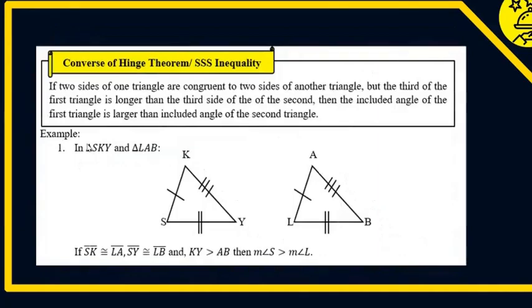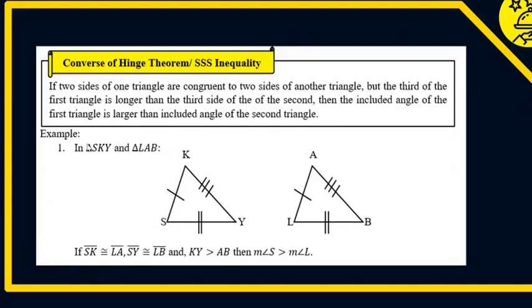Okay? Then we have the converse of the hinge theorem, or the SSS inequality. If two sides of one triangle are congruent to two sides of another triangle, but the third side of the first triangle is longer than the third side of the second triangle, then the included angle of the first triangle is larger than the included angle of the second triangle. Here, number 1 example, we have triangle SKY and triangle LAB.